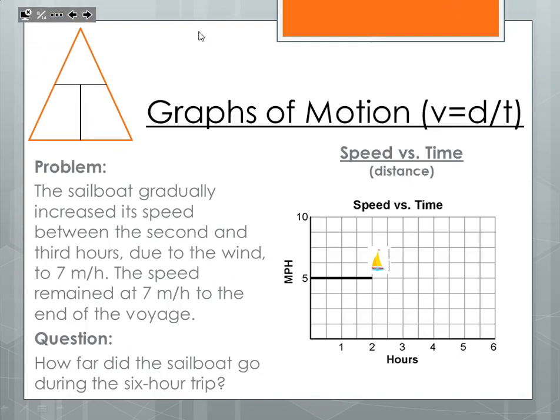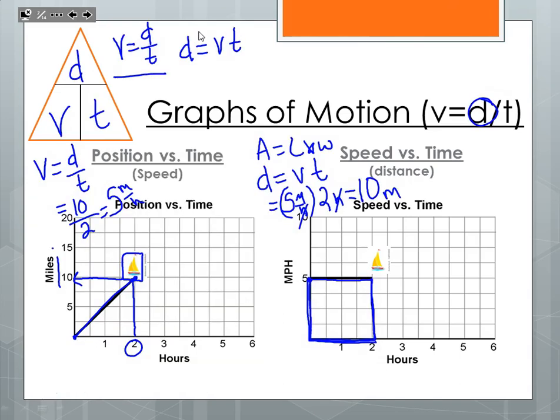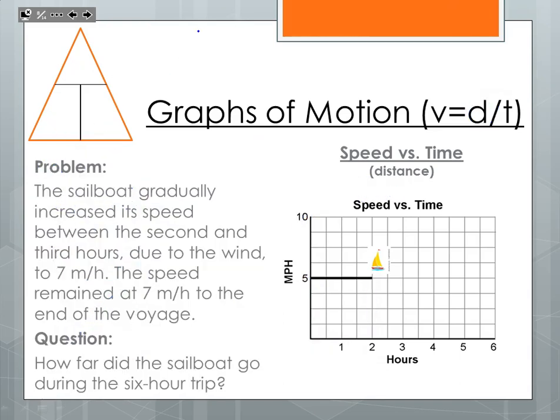The new problem says the sailboat gradually increased its speed between the second and third hours due to the wind. It increased to 7 miles per hour. The speed remained at 7 miles per hour to the end of the voyage. The question I'm asking you to find is how far did the sailboat go during the 6-hour trip?